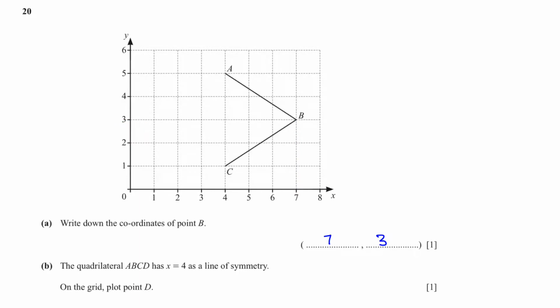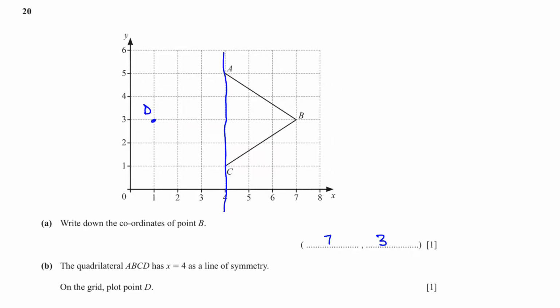Next, the quadrilateral ABCD has x is equal to 4 as a line of symmetry. So this is x is equal to 4 here. This is your line of symmetry. On the grid, plot point D. It has to be 3 points. B is 3 points here, so D will be 3 points to the left. This is your D.